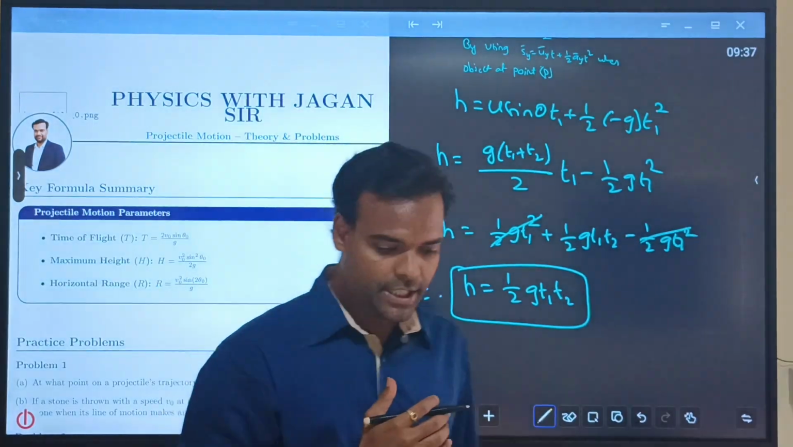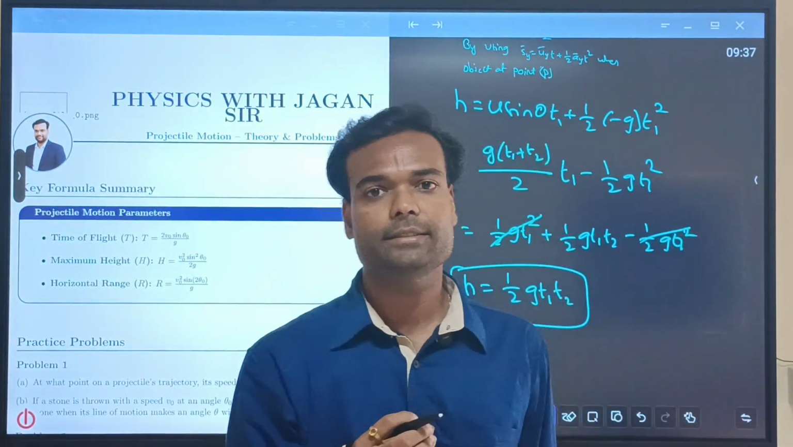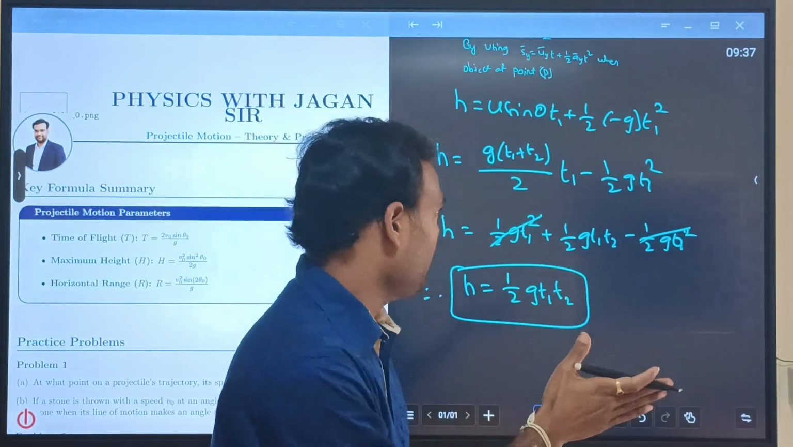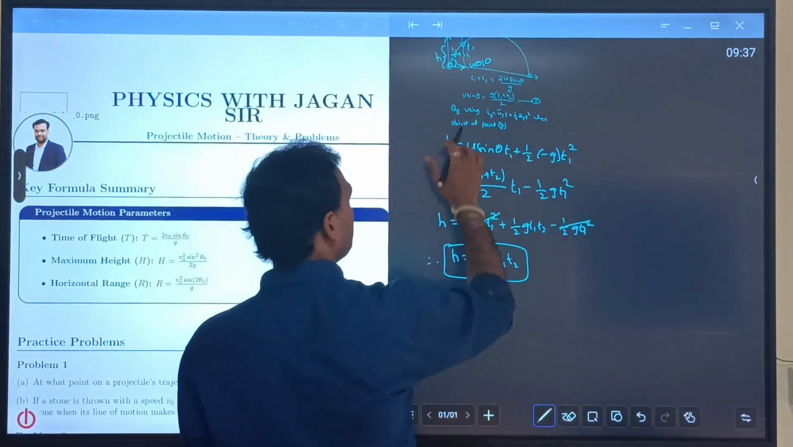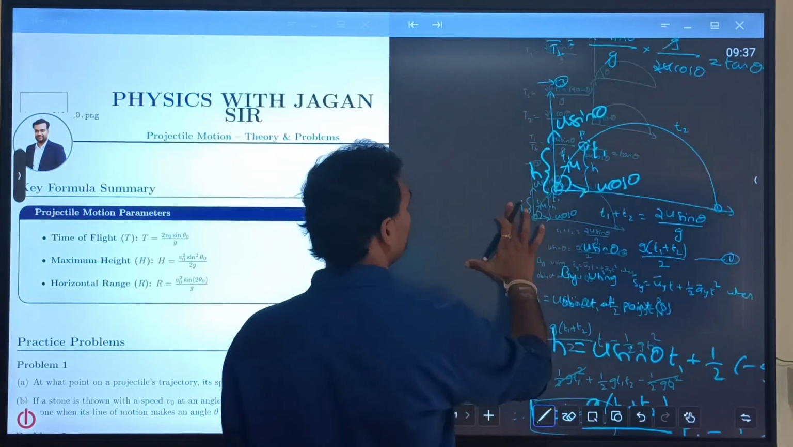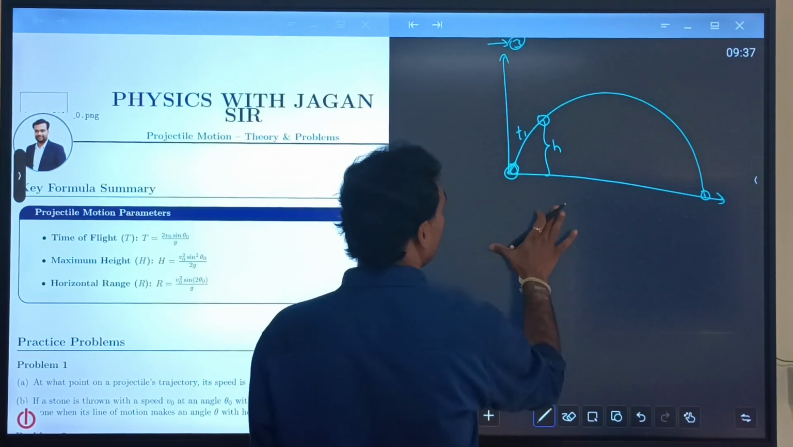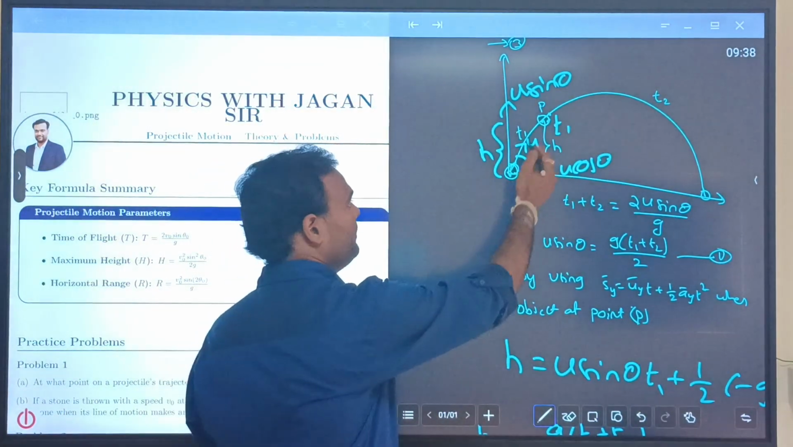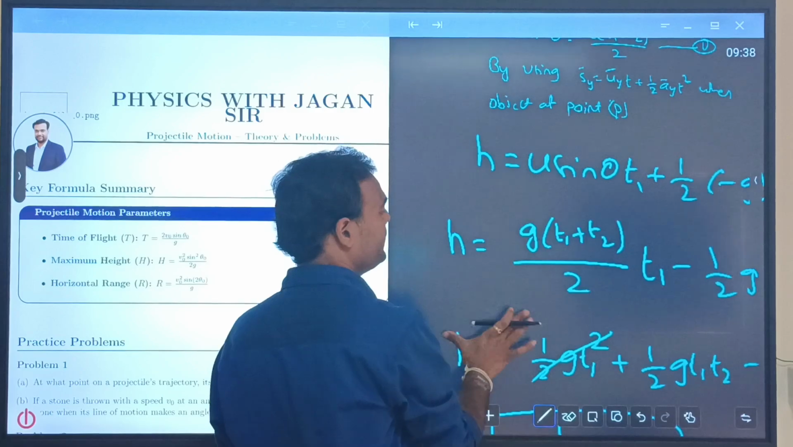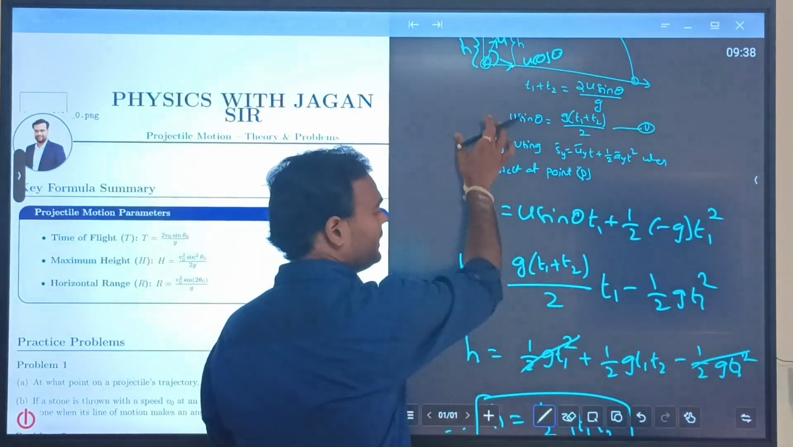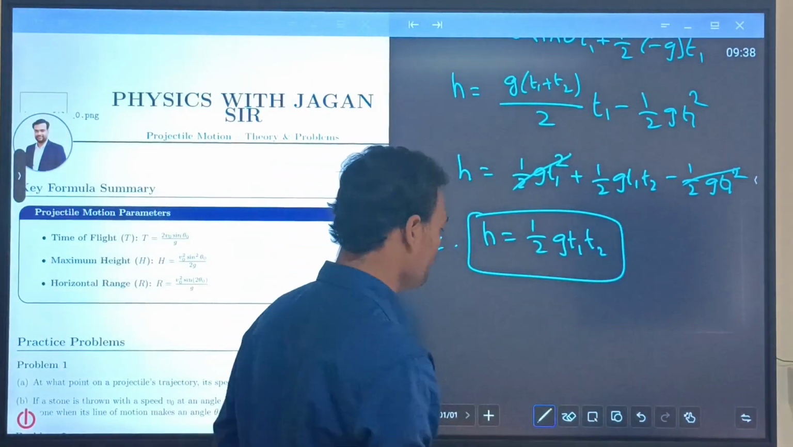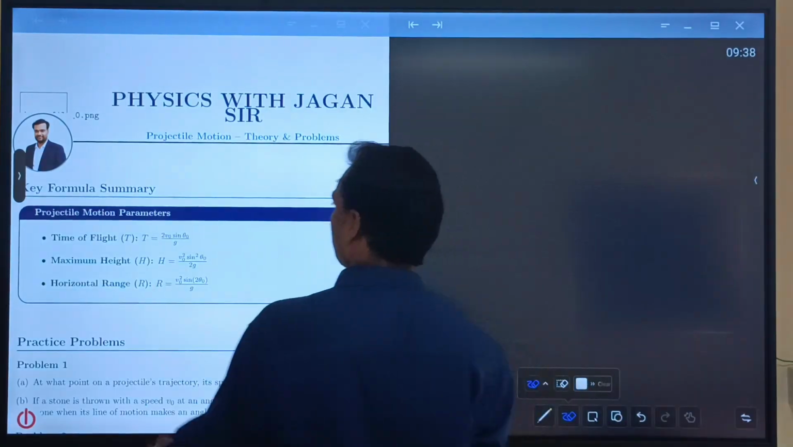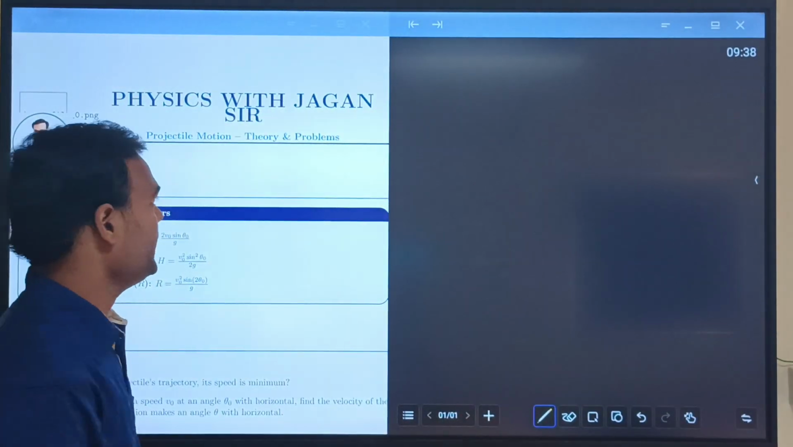This is the relation between the time of flight, the time, and having a particular displacement on the y-axis. So this is the relation between the y-axis value and the time value, and this is one of the most important relations. Clear? Then next one, let us go for the second concept. The second concept is maximum height.